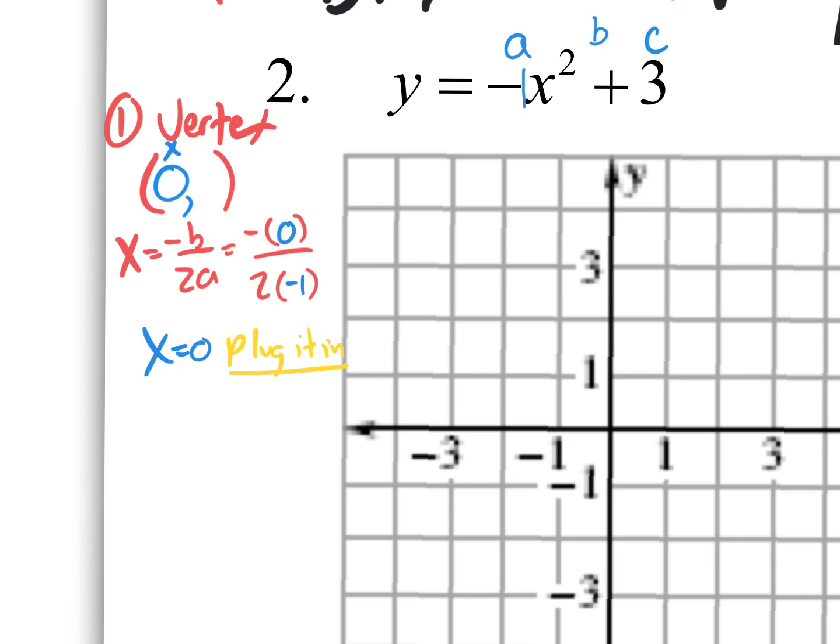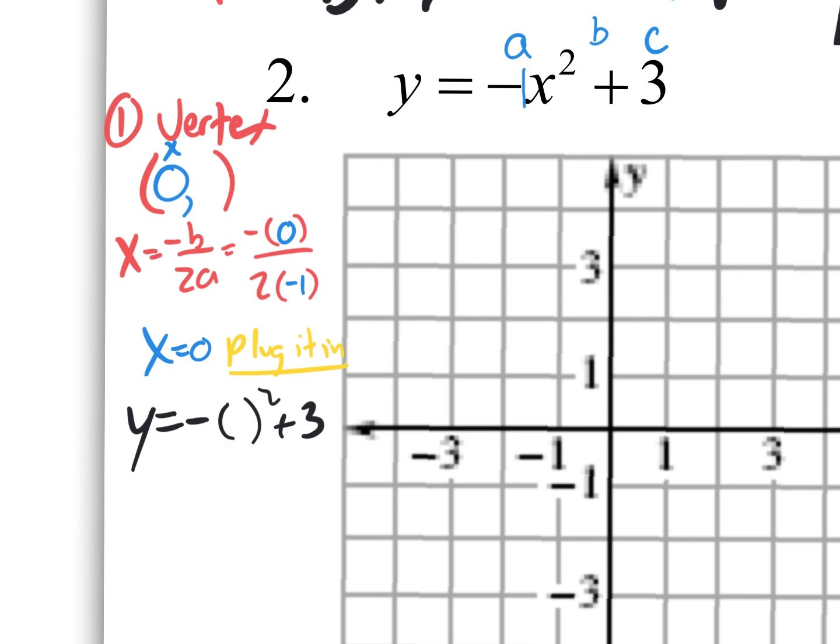It says x equals 0. There's x. Plug in a 0. So my original equation says y equals -x squared plus 3. I just rewrote it: y equals negative parentheses squared plus 3, right? -x squared plus 3, negative parentheses squared plus 3.